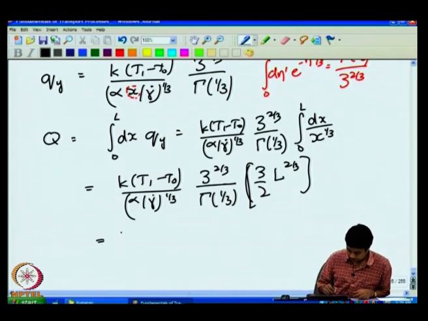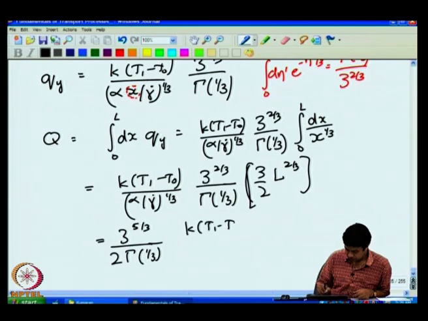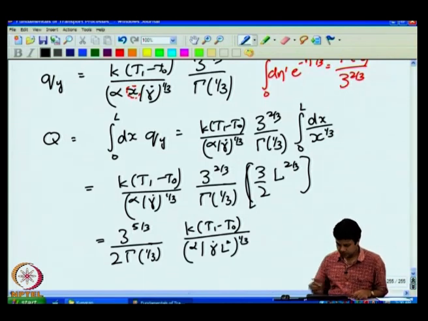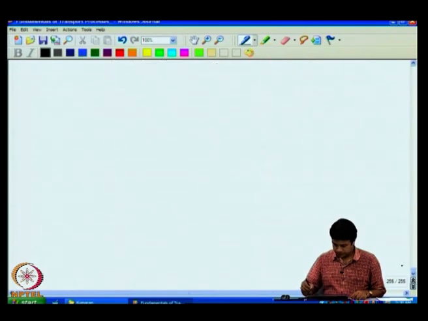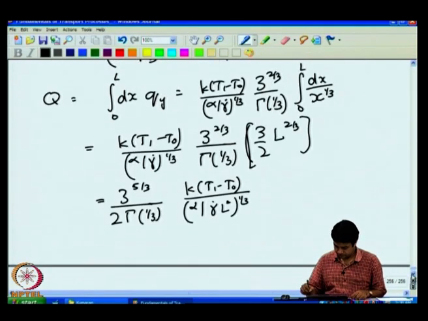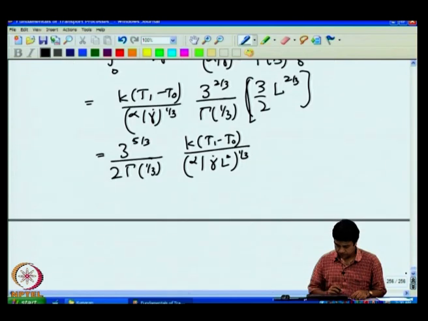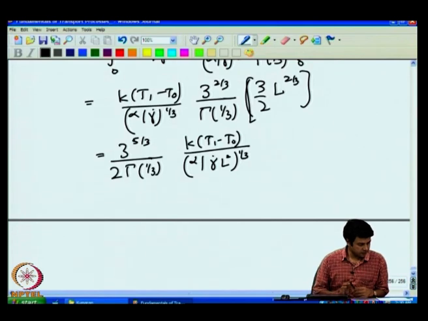So, this is equal to 3 to the power 5/3 by 2 Gamma of 1/3, into k (T1 minus T0), by (alpha by gamma dot L squared) to the power 1/3. So, this is the final equation for the heat transfer from a plate.